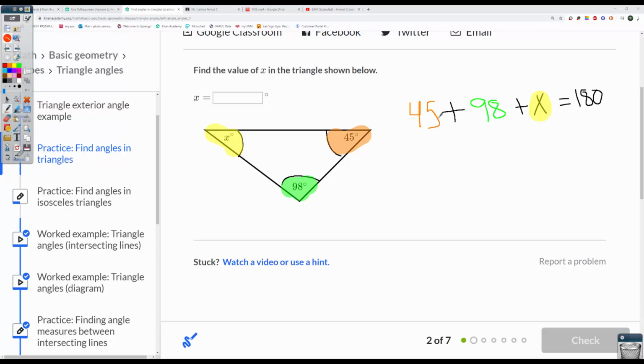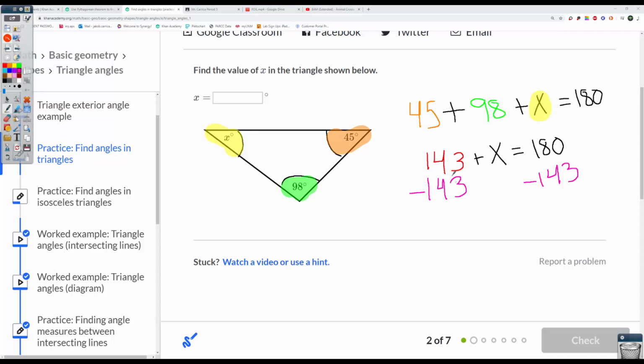Okay, let's combine our like terms right here. So that would be what? 98 plus 45, so that would be 3, add the 1, so that would be 143. And then plus our x equals 180. And now, to get x all by itself, on the left side of the equal sign, we have to cancel out that 143. So because it's a positive 143, I'm going to subtract it from both sides.